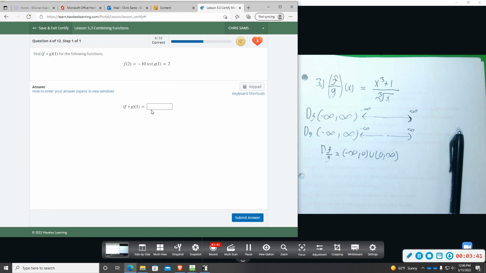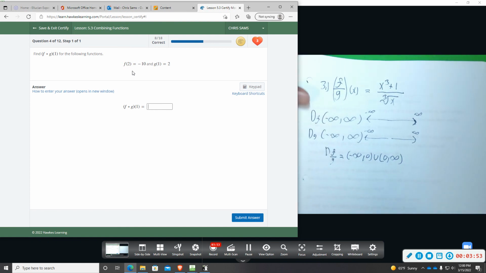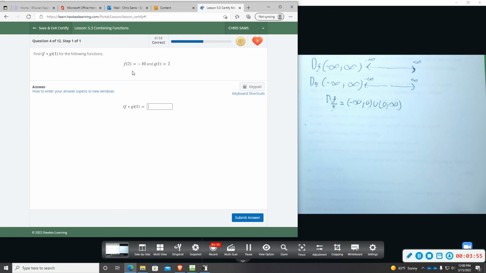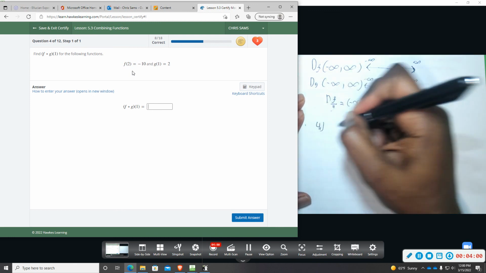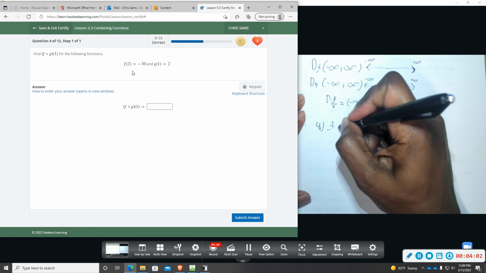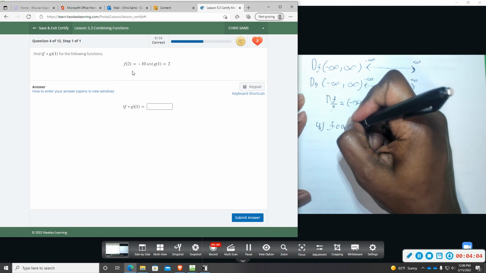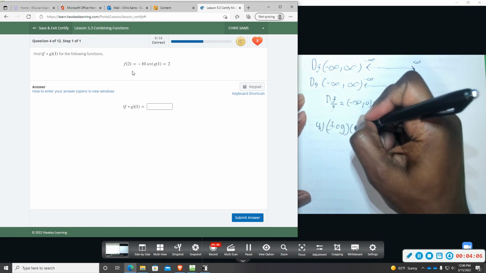All right, number 4, we're changing gears. We're going to composition of functions. So this is f of g of 1. Okay, so this is kind of like a double plug-in. It's like you plug in one answer and you get that answer and you plug it in to the next one. So f of g of 1.